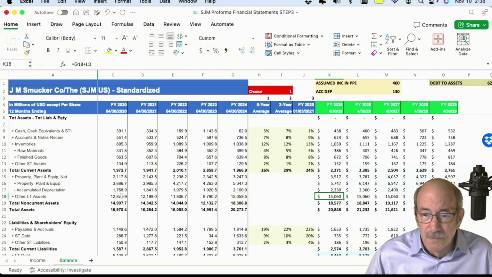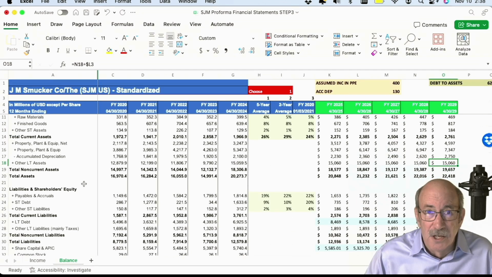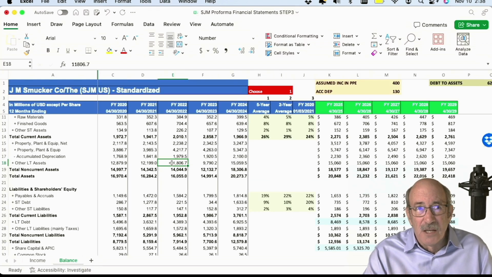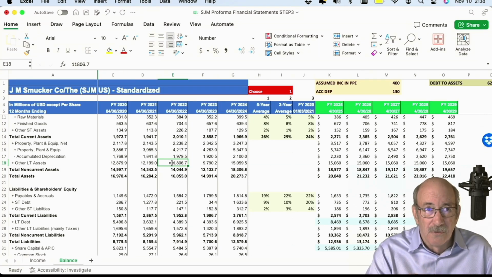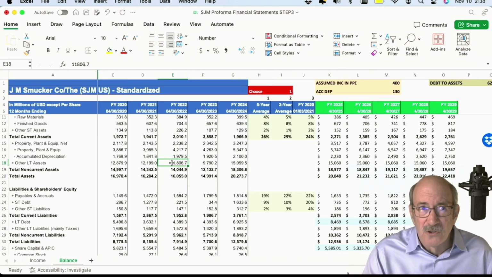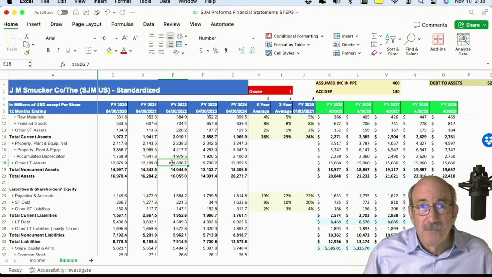I'm going to use that same value all the way out. And again, this might vary depending upon what you find when you go back. I haven't gone back to the detailed statements on the 10K to see exactly what's in this other long-term assets. That's something you should do, though, so that you know what's there. And is the assumption of just keeping that constant for the rest of the 5 years reasonable or not? If it is, fine. If it isn't, you can change it, right?